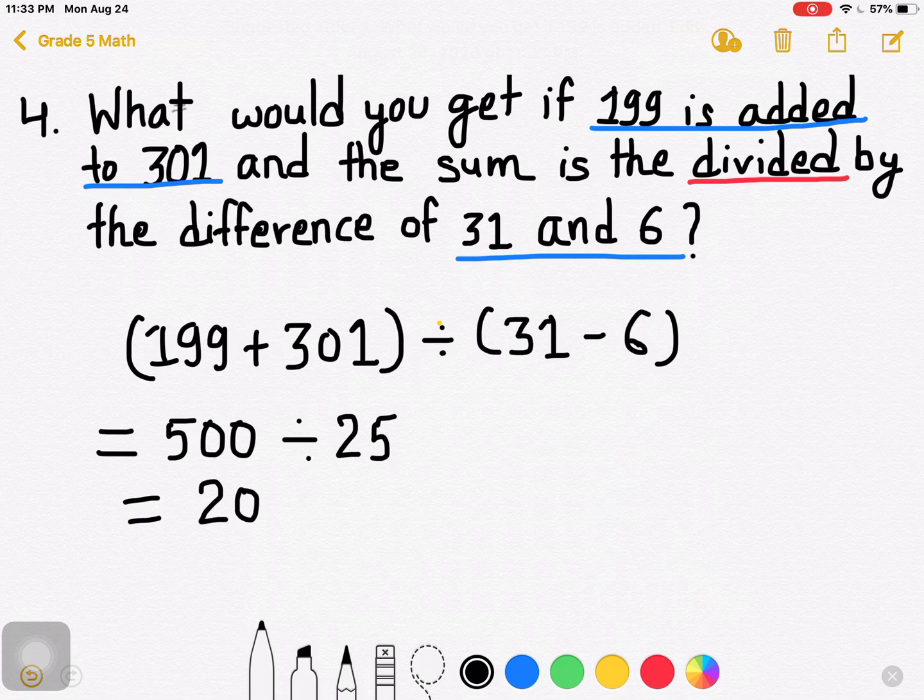This is the answer. What would you get if 199 is added to 301 and the sum is divided by the difference of 31 and 6? 199 plus 301 is 500 and 31 minus 6 is 25. If you divide it, then you are going to get 20 as the quotient, which is our answer.